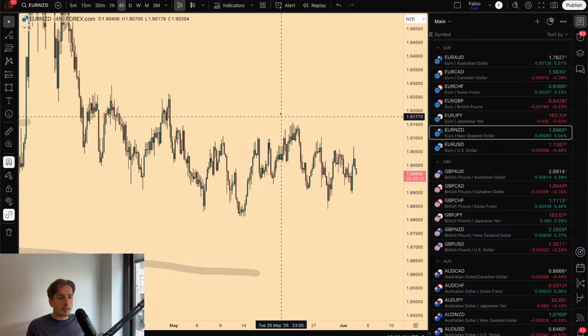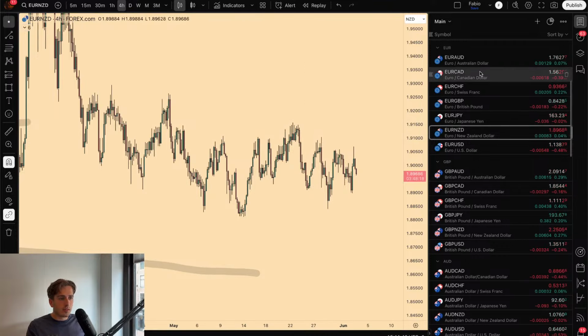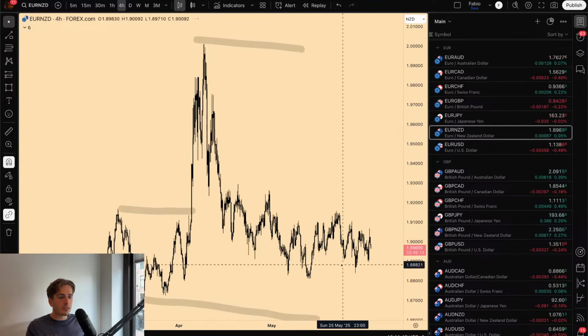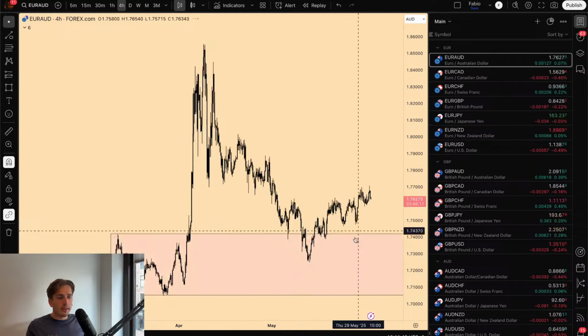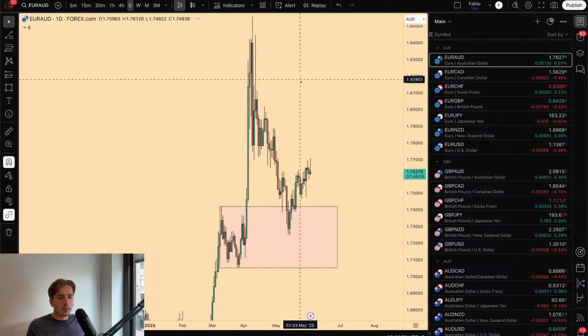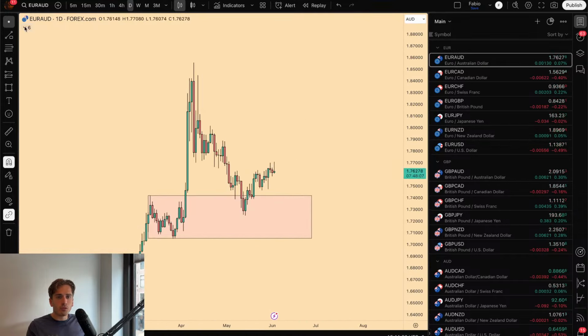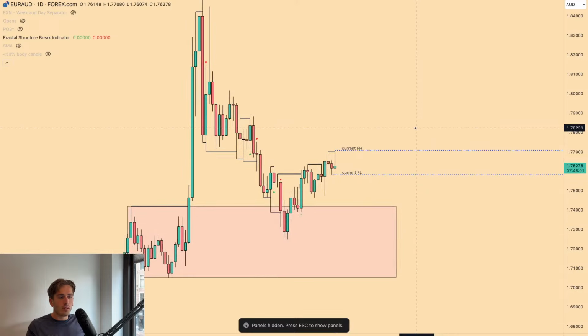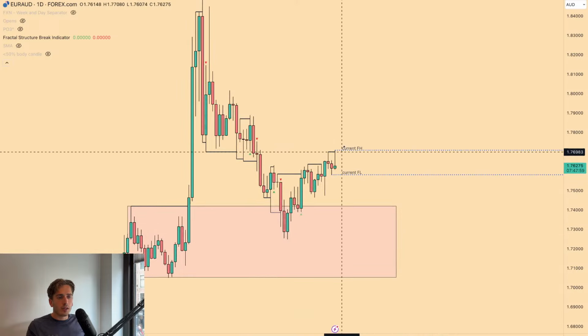Doesn't really have anything here. Maybe Euro AUD. Yeah, Euro AUD looks a little bit better. Euro NZD is just ranging, but Euro AUD has a little bit more momentum with it. The only thing with Euro AUD is that it's bullish. Let's have a look. Ugly fractal break here.